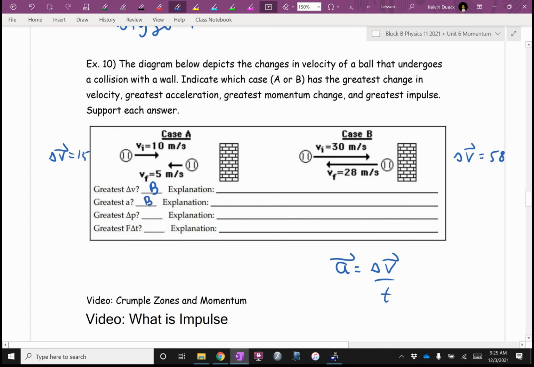Which one has the biggest impulse? Are you spotting a trend? B. Which one has the greatest F delta T? Oh, that's also impulse. Okay.